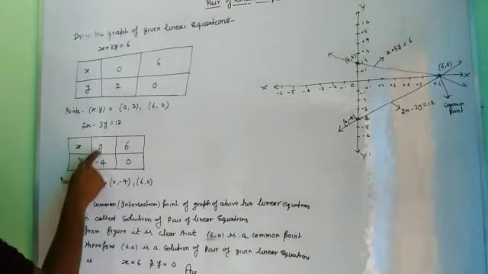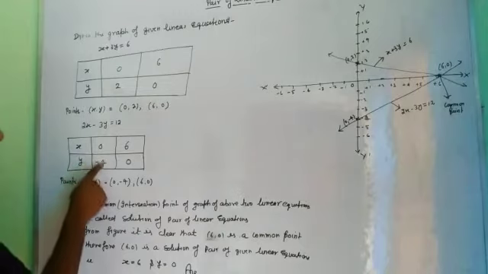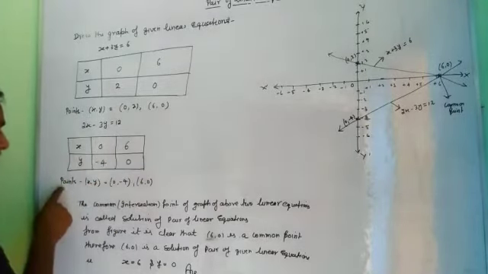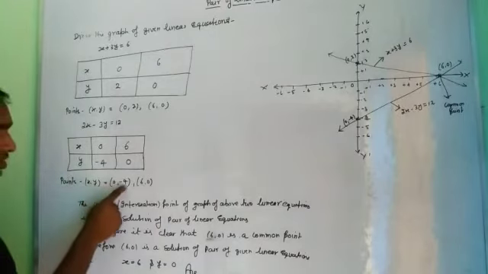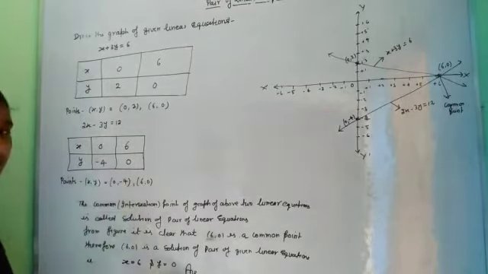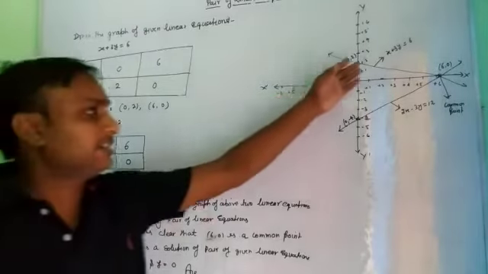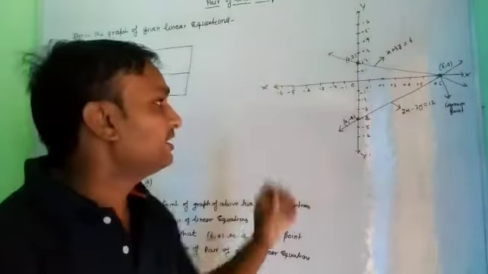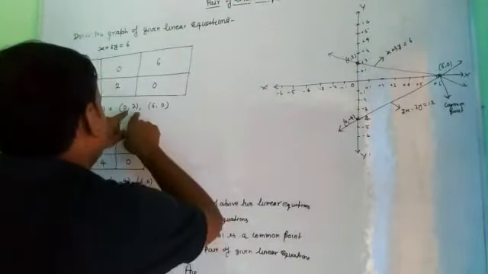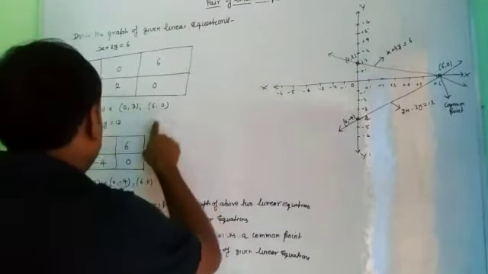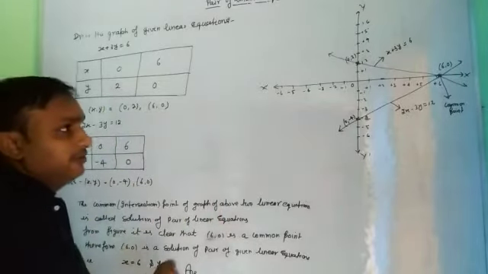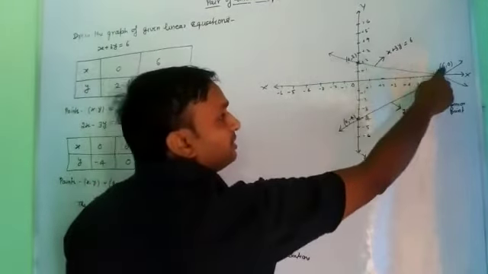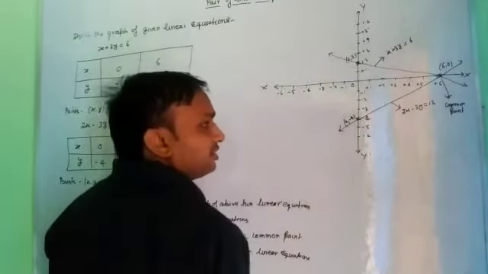So put x equal to 0, y is equal to minus 4. Put y equal to 0, we get x equal to 6. So the points obtained are (x, y) equal to (0, minus 4) and (6, 0). Draw a coordinate axis graph, that is the x-axis and y-axis, and locate the points (0, 2), (6, 0) and (0, minus 4), (6, 0) in the coordinate plane. So (0, 2) is the first point, then (6, 0) and (0, minus 4).